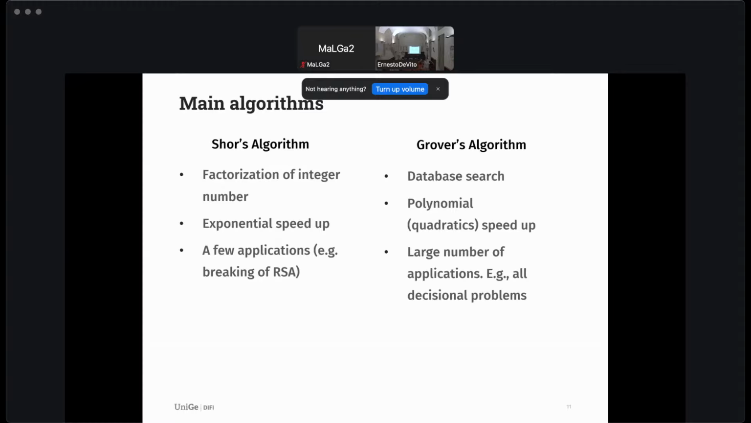The second one is Grover's algorithm. It is a search in a database, and this gives us a polynomial, or quadratic, speedup with respect to the classical database search algorithms.